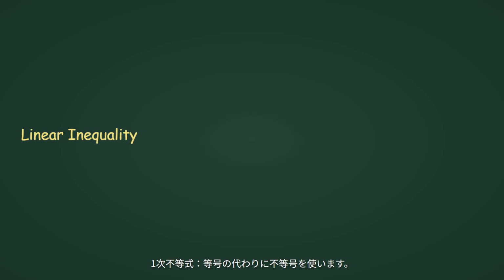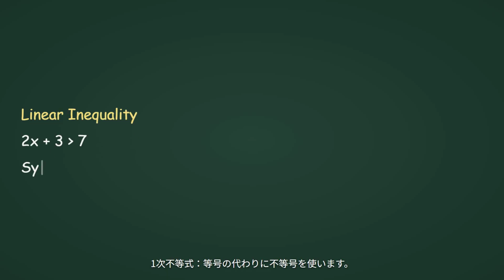A linear inequality looks like a linear equation, but uses an inequality sign instead of an equals sign. The four inequality symbols are less than, greater than, less than or equal to, and greater than or equal to. For example, 2x plus 3 is greater than 7.